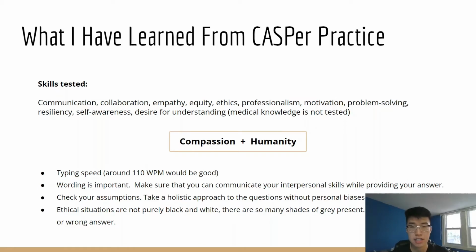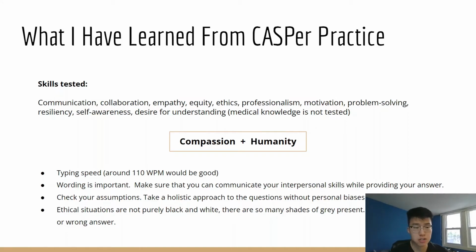Now, those are a lot of skills tested, and it's hard to remember all of them, especially in the heat of the moment during the test. So, if there's a general guideline I could provide, it's that you want to be able to demonstrate compassion and humanity in your answers. If you base your answers off of these two aspects, you already have a good, strong baseline. And then obviously you would need to expand on that. But those are the two that I would say worked well in my practice.